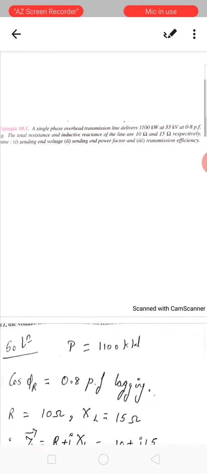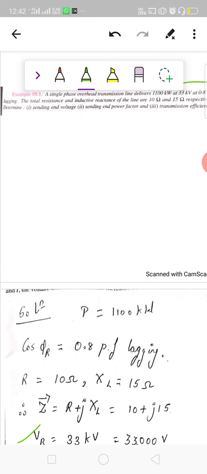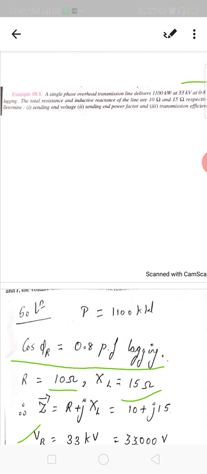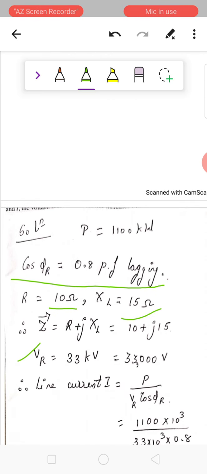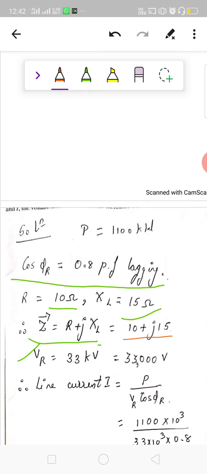Next, at 0.8 power factor, it means my receiving end power factor is 0.8 lagging, as it is already given. The resistance is given to be 10 ohms and the inductive reactance is given as 15 ohms. So in total my impedance Z would be R plus jXL, which is 10 plus j15 ohms.